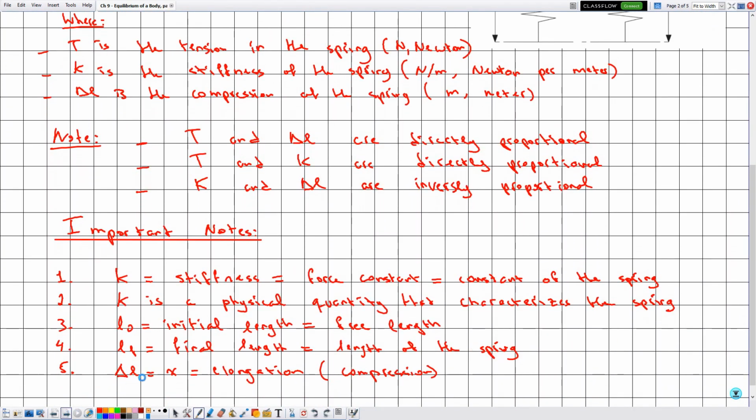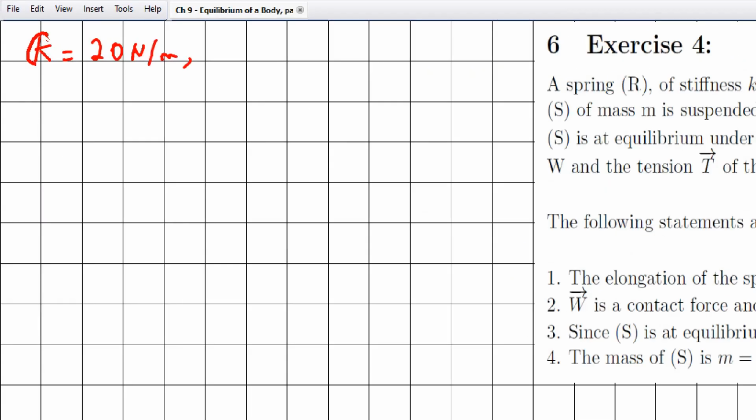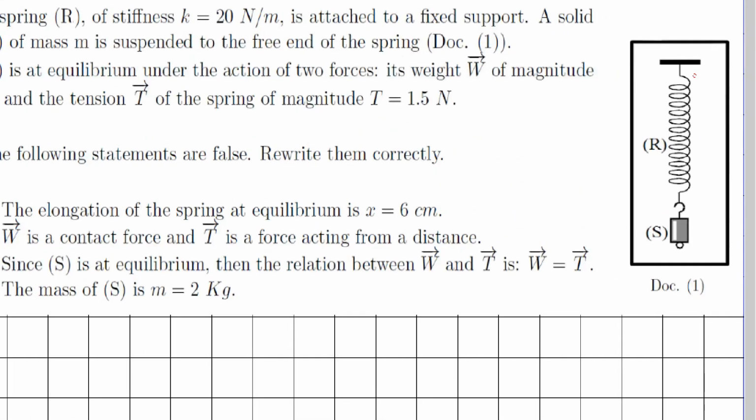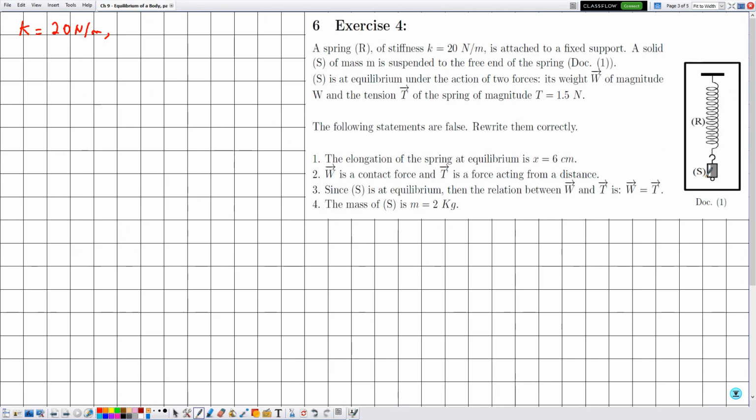And now let's solve the following exercise as a direct application of what we have explained regarding Hooke's law. Section number 6, exercise number 4. They are telling us a spring of stiffness K equal to 20 newtons per meter. The moment we have the stiffness of the spring, it means that we are interested in Hooke's law. It is attached to a fixed support, a solid S of mass m is suspended from the free end of the spring in document 1. So they mentioned document 1, then now we can use it. Notice that in this case we are in the case of elongation and not compression.